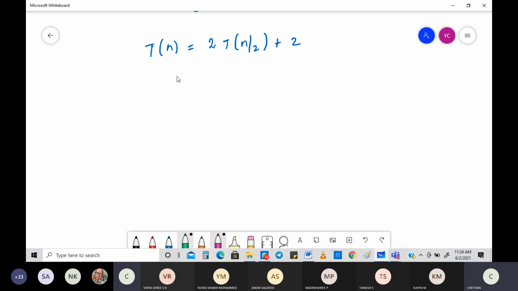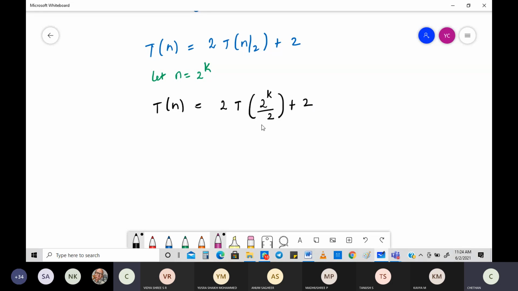If n is equal to 2^k, we always take this, nothing new. We are going to assume n = 2^k. That is all fine. If you have done that, what is the next thing that is going to happen? I'm going to write it like this: T(n) = 2T, and be careful with the way I'm writing this, this will become 2^k, because I have taken n as 2^k, divided by 2, plus 2.